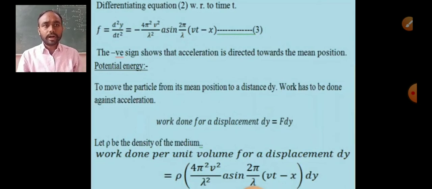Let us consider dy is the displacement through which the particle has to move from its mean position, and capital F will be the force required for that particle to displace itself from the mean position. So, that is what we have considered, and therefore the work done will be F into dy.